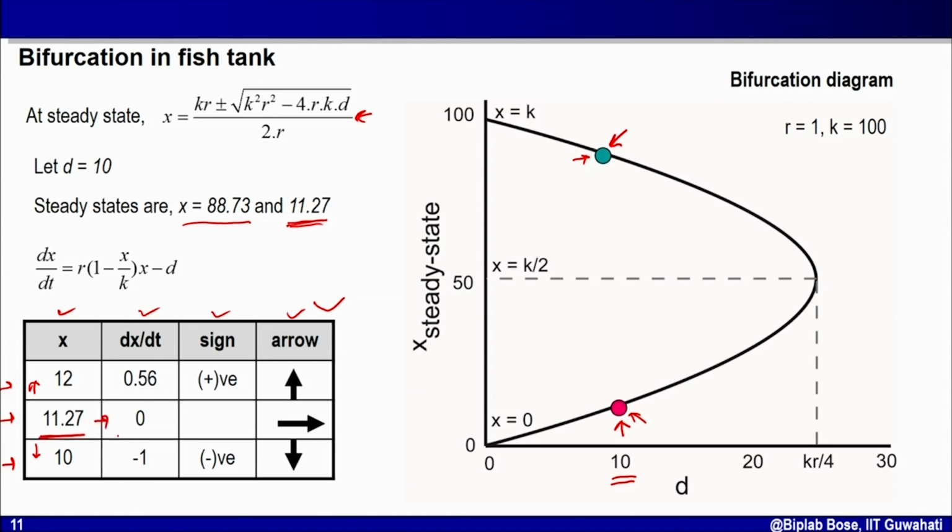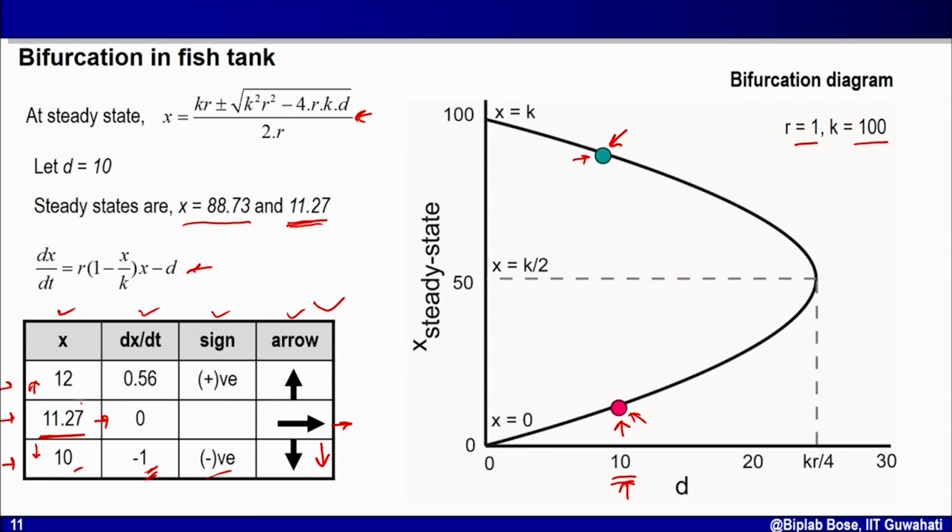For 11.27, obviously dx dt is equal to 0, you can calculate it. So the arrow is horizontal. Whereas if I take x slightly lesser, 10, then dx dt is minus 1. You can put the value of x equal to 10 in this ODE with r equal to 1, k equal to 100, and d equal to 10. You will get dx dt equal to minus 1. So the sign of the derivative is negative. That means my arrow will be pointing down.